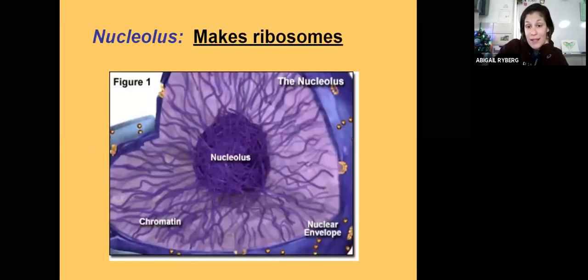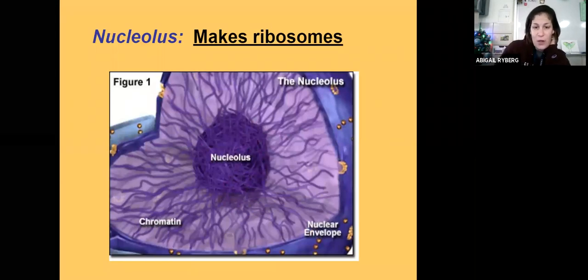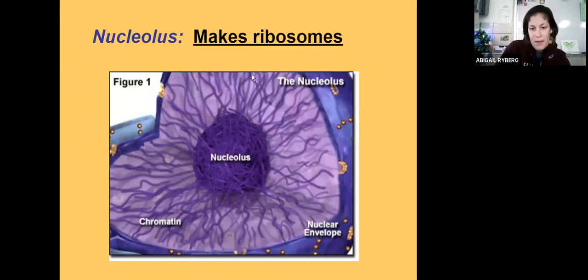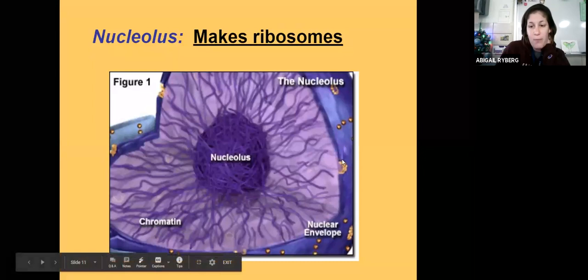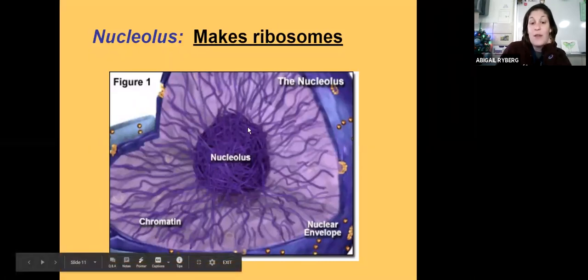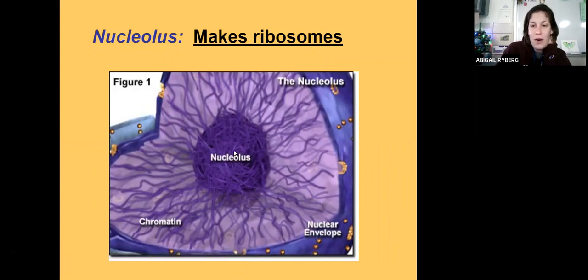The nucleolus is found within the nucleus. So if you look at this image, this whole big purple circle is the nucleus. And then within the nucleus is actually what we call the nucleolus. And the nucleolus's number one priority is to make ribosomes. It just makes ribosomes all day, every day.